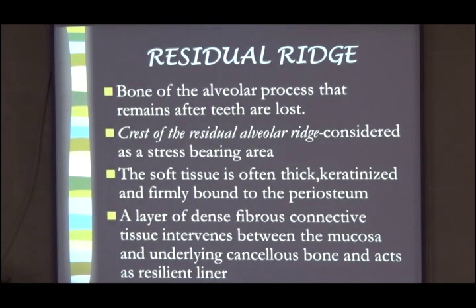The residual ridge is what remains after the teeth are lost. The crest of the residual ridge is considered a stress bearing area. What you have is a layer of dense fibrous connective tissue intervening between the mucosa and the underlying cancellous bone. Sometimes it is compact bone. The lamina dura around the tooth, the bundle bone, is made of compact bone. But after the tooth is lost, that also starts getting resorbed and the cancellous bone part gets exposed to the outside.